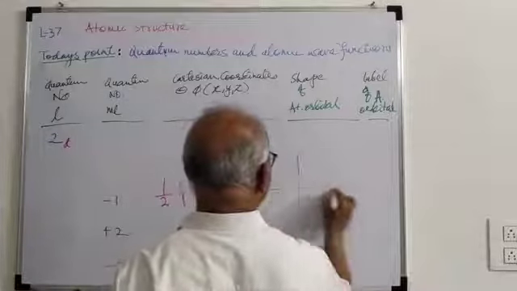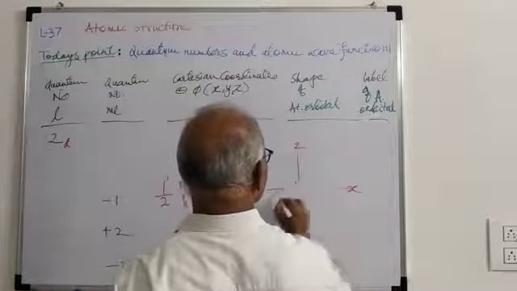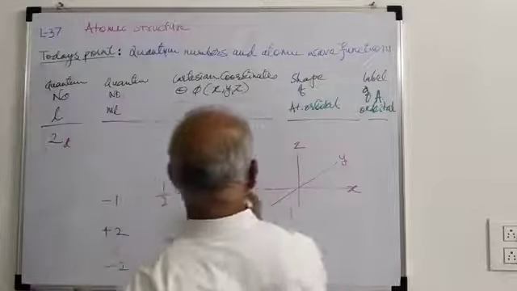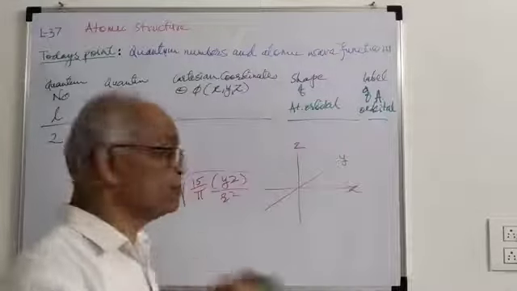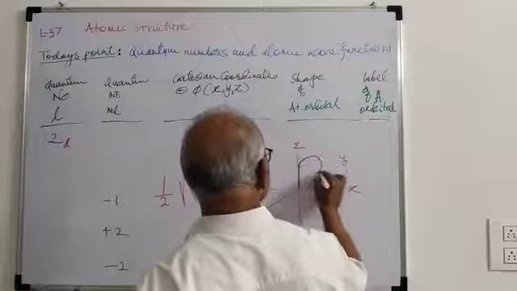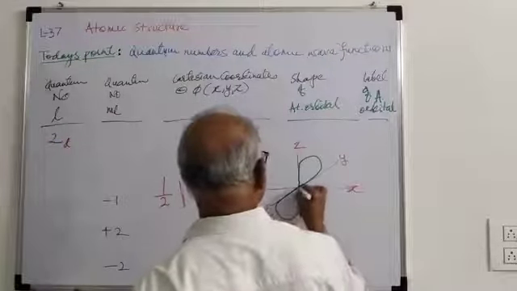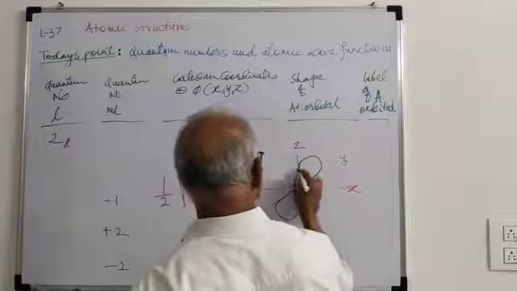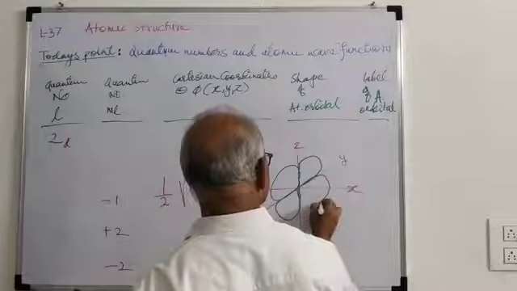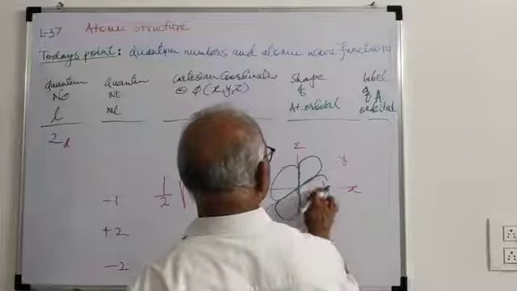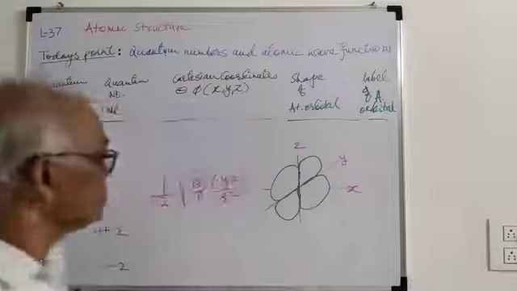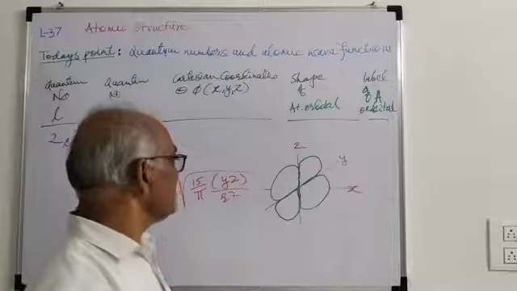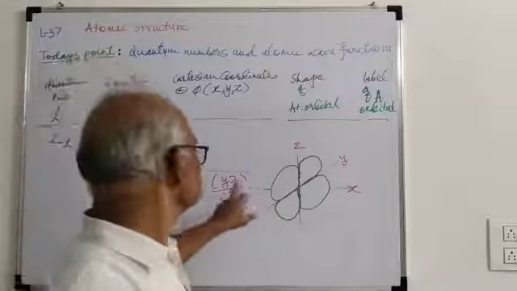So this is represented by the x axis, z axis, and this is the y axis. These lobes are present between the y and z axis. So there are also four lobes, lying between the z and y axis. We have to show it like this. Out of these four lobes, two are lying in the direction of the y axis and two are lying in between the y and z axis.